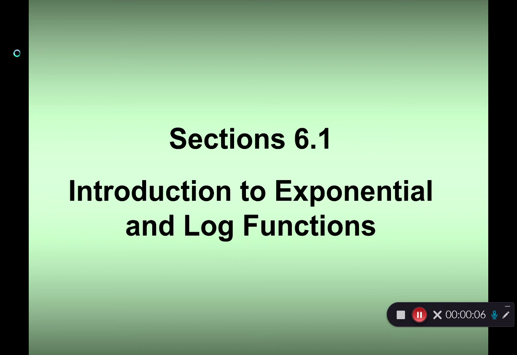Hello everybody. This is a quick lecture on the introduction to exponential and logarithmic functions. We'll start by going over some knowledge that you should have been exposed to in other classes, and then we'll make our way into things like graphing exponential functions, talking about some properties of the graph, and we'll move our way into logarithmic functions as well. So, without further ado, let's get started.